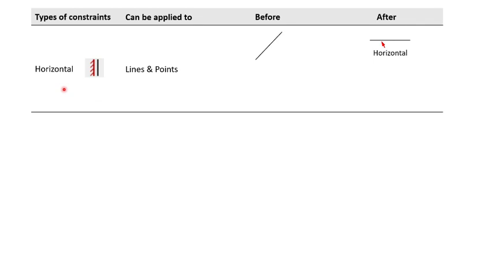For the horizontal constraint, you can apply it on the line and make this line horizontal. And you can also apply it on 2 points. For example, you can use this point, the midpoint of this line, and also the center point of the circle. Once you apply the horizontal constraint, these 2 points will be aligned horizontally.